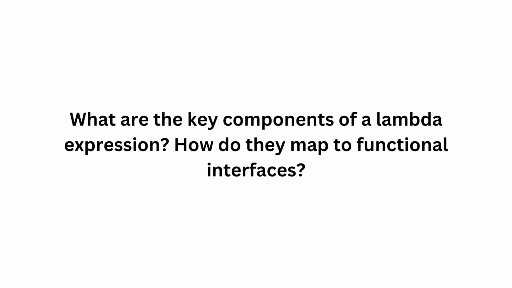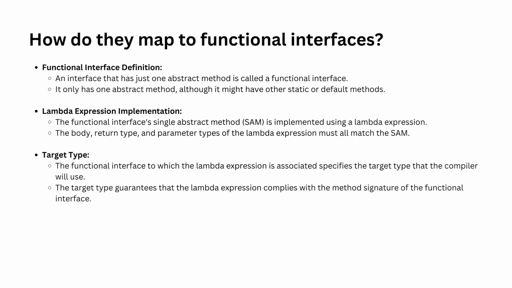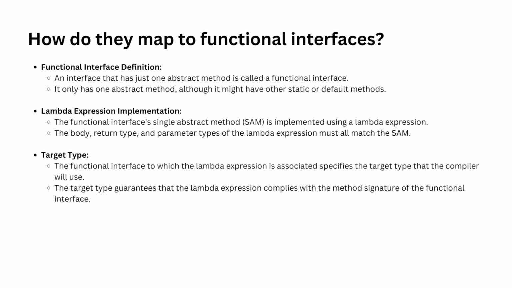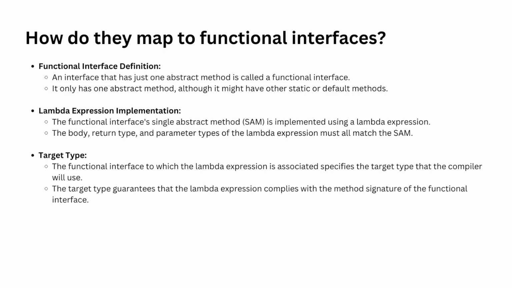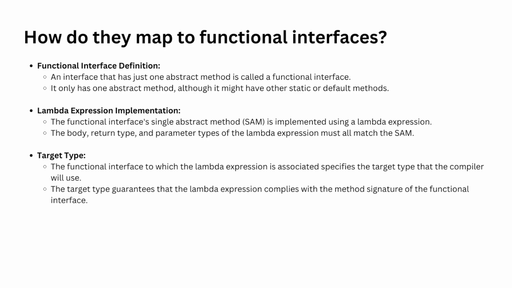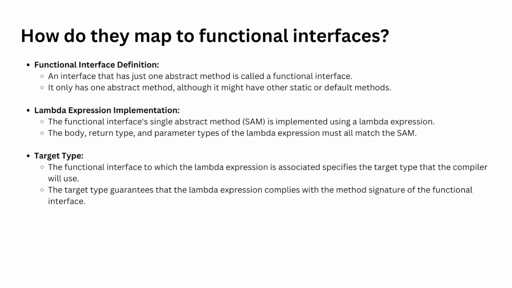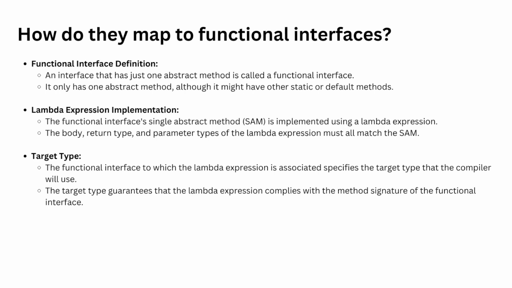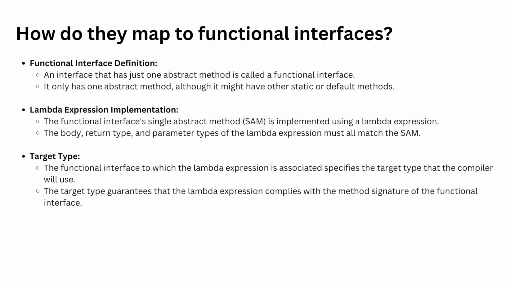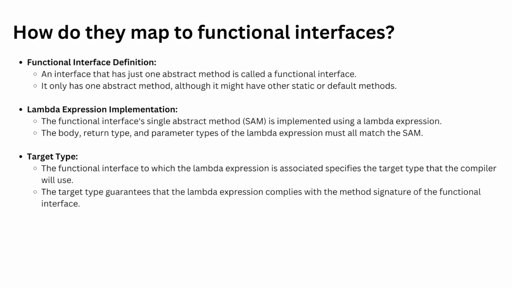Now the second question: how do lambda expressions map to functional interfaces? They map directly, because a lambda expression represents the implementation of the single abstract method in a functional interface. Let's say you have a functional interface like this, a Calculator interface with a calculate method, simple. Now the lambda expression implementation is going to be like this. Here you have addition happening on a and b, and you provide the values a and b. Here you will see the output as 8. So yeah, this is how it works.